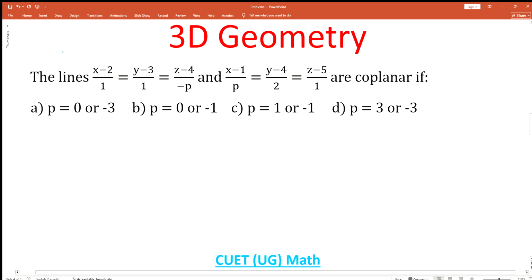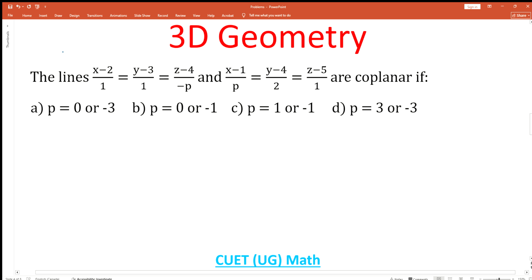In this video, we'll solve a 3D geometry problem. As per the problem, the lines (x minus 2)/1 equals (y minus 3)/1 equals (z minus 4)/(negative p), and (x minus 1)/p equals (y minus 4)/2 equals (z minus 5)/1 are coplanar. We are given four answer choices, and we have to choose the correct one.